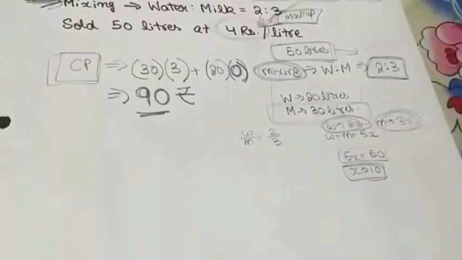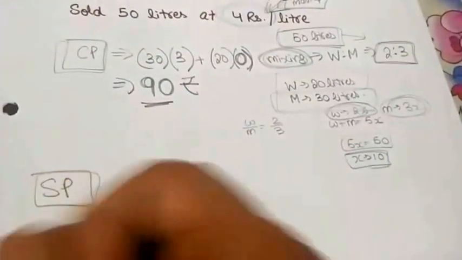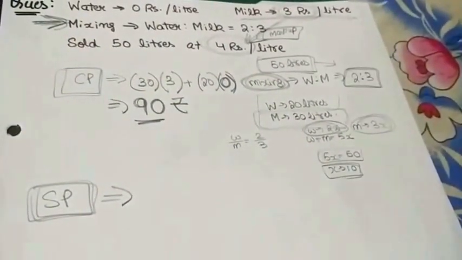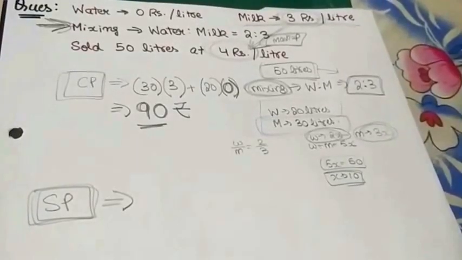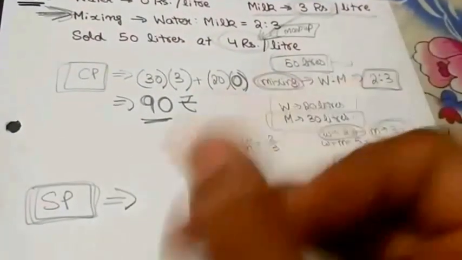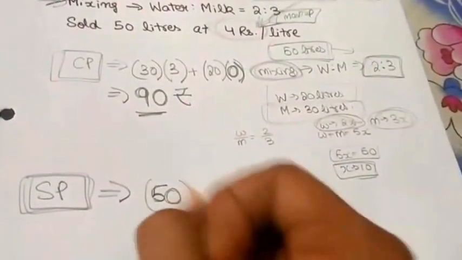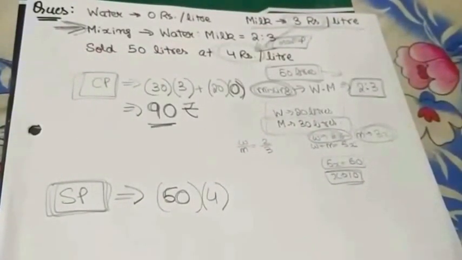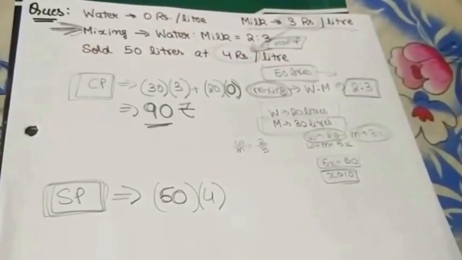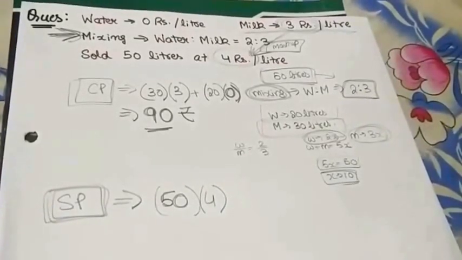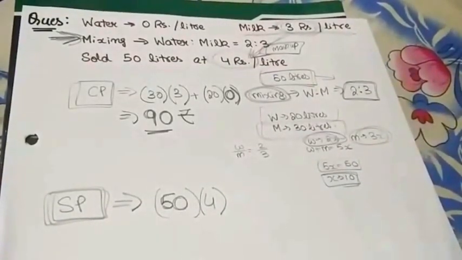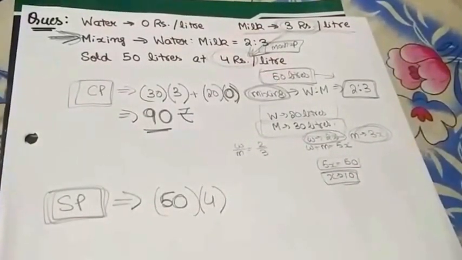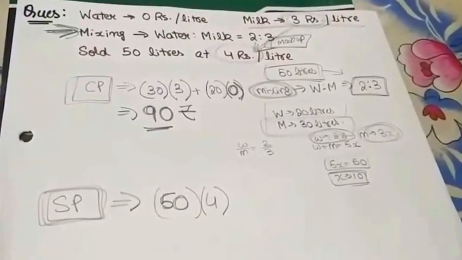And now for finding the selling price, it's very evident, it's really simple, that he sold 50 liters at 4 rupees per liter. See, let's say there was just one customer and that customer bought 50 liters. So for him, the only information is that I have to pay 4 rupees per liter and I am getting 50 liters. So I am giving 200 rupees to that milkman.